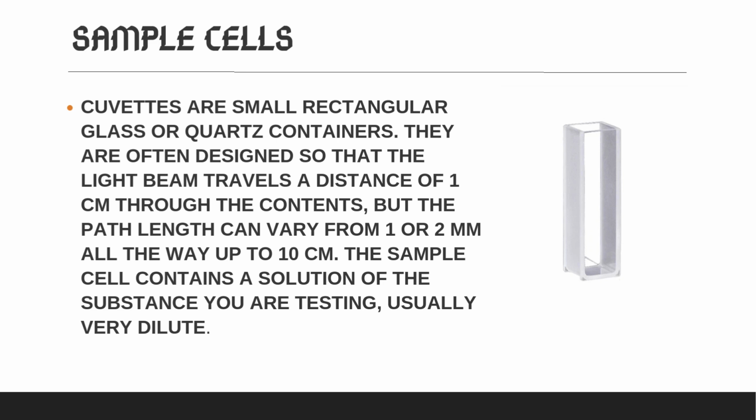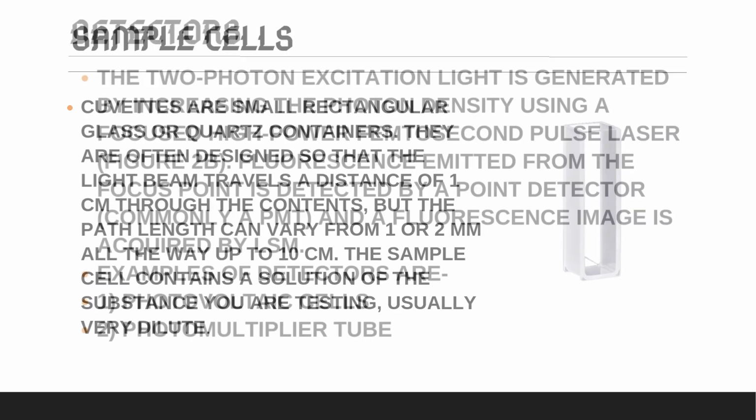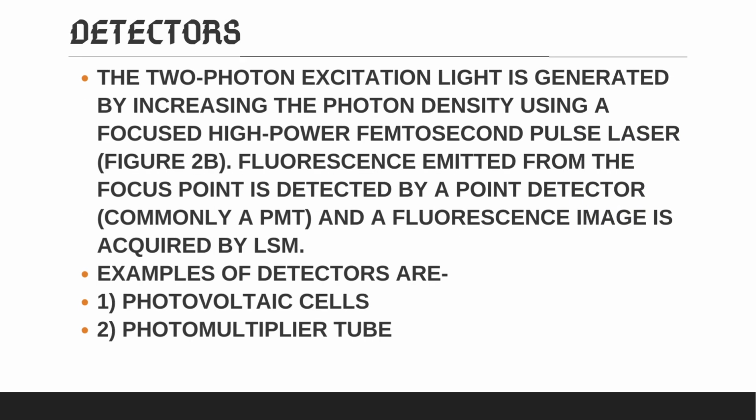Standard path lengths are usually 1 centimeter, but shorter or longer options can be used depending on the concentration of the sample. Shape is generally rectangular or square with specific designs to minimize light scattering and enhance measurement accuracy. Volume can vary with common sizes ranging from 1 ml to 3 ml. Many are designed to be easily cleaned and reused, though some may be disposable, especially for sensitive or hazardous samples.